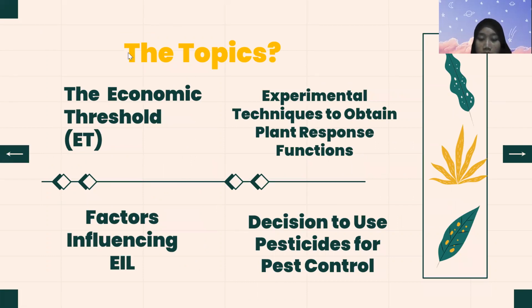What topics will we discuss this time? There are 4 topics that we will discuss. First is the economic threshold or ET. The second is factors influencing EIL. Third, experimental techniques to obtain plant response functions. And the last is decision to use pesticides for pest control.